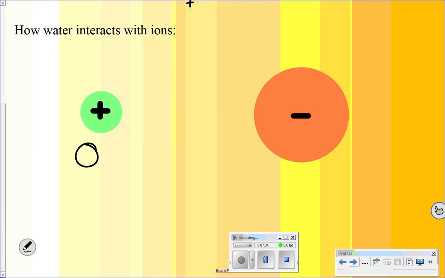So a positive ion, like a sodium, will interact with the oxygen side of a water molecule. And that water molecule wants to float around and pull that positive ion with it. The hydrogen side can react with negative ions to do the same thing. They can actually completely surround them and essentially float around carrying them in solution, which is what we call solvation.